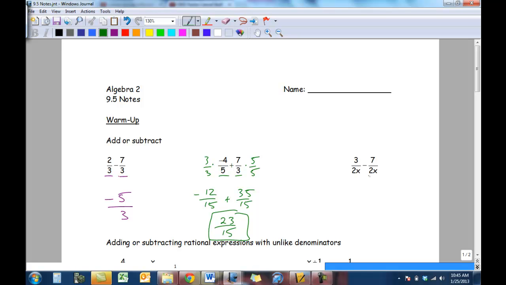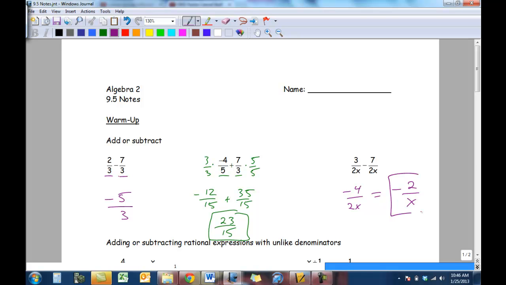All right. Then this one, oh snap, it's got an x in there. Doesn't matter. It's got a common denominator. 3x minus 3 divided by 2x, minus 7 divided by 2x, is negative 4 divided by 2x. But of course that reduces to negative 2 over x.